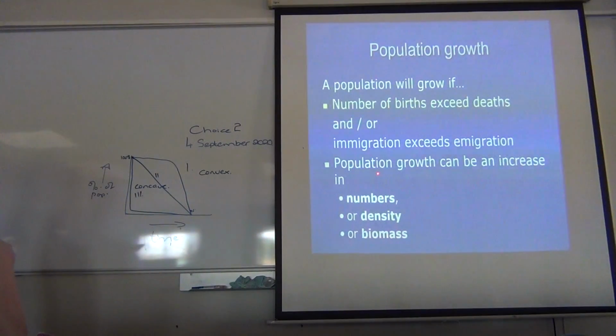All right. So remember we spoke about population growth could be an increase in numbers, an increase in density, or an increase in biomass. Because when we spoke about population size, we said that those are all the ways in which a population could be measured.